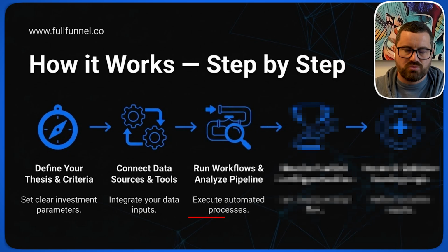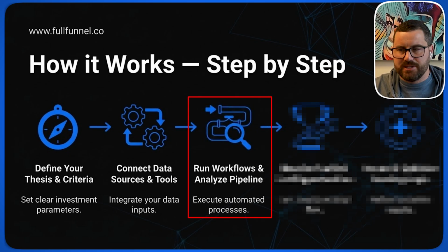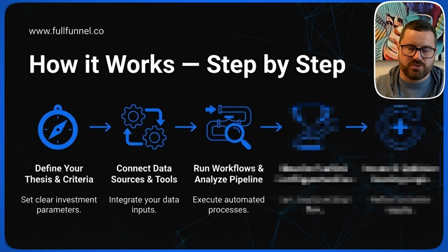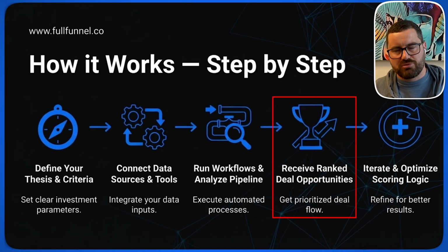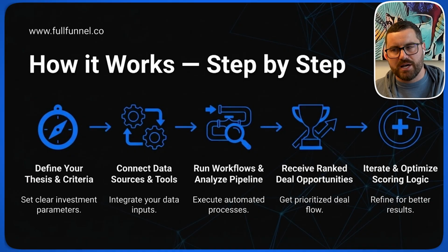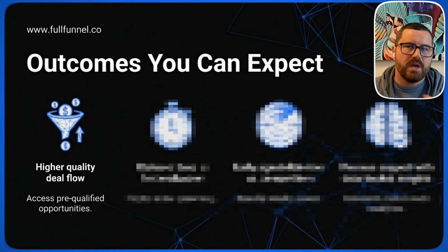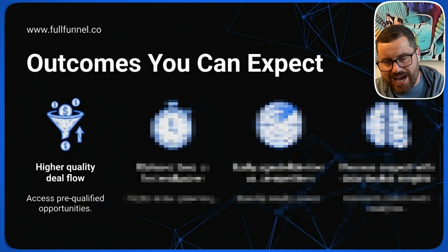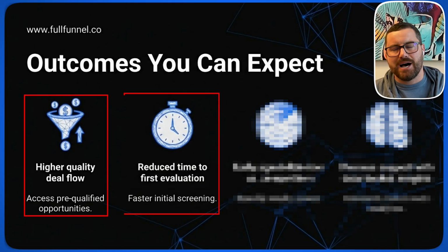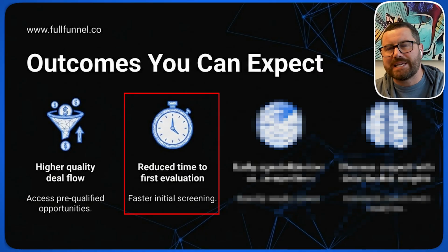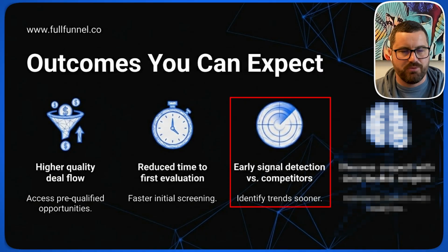We're essentially going to run workflows to analyze this deal pipeline. And what you're going to get is just ranked deal opportunities in a very prioritized way with a lot of context. And that's going to give you the ability to essentially run your deal sourcing process way more efficiently than you're doing currently. So when you work with a deal origination engine, you're going to expect higher quality deal flow, reduced time to first evaluation. You're going to get to early opportunities before your competitors.